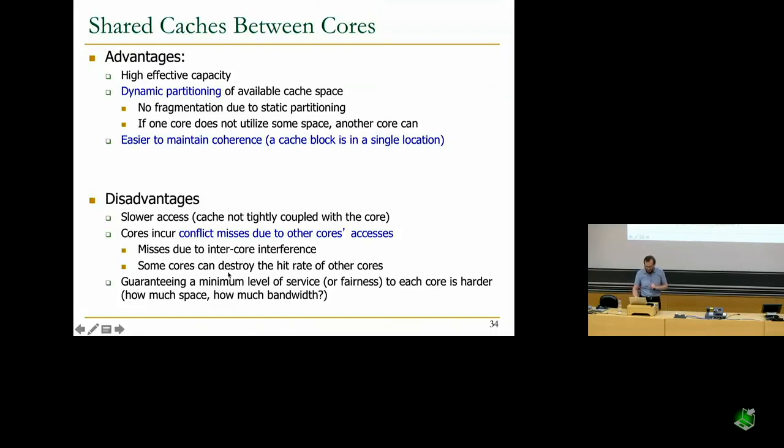Okay, so we've discussed this also. Guaranteeing a minimum level of service to each core is now harder. How much space do you give? How much bandwidth of the cache do you give? There are many, many questions over here, which, again, we're not going to cover. That's the subject of an advanced computer architecture course.